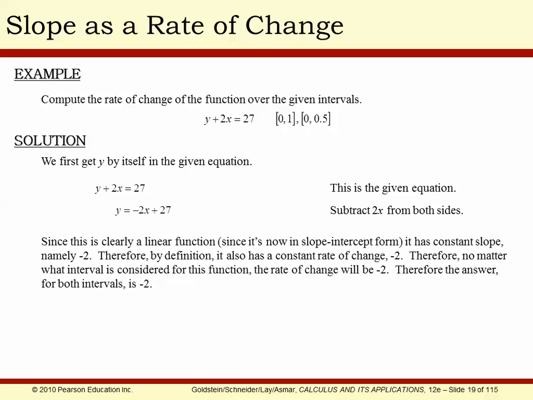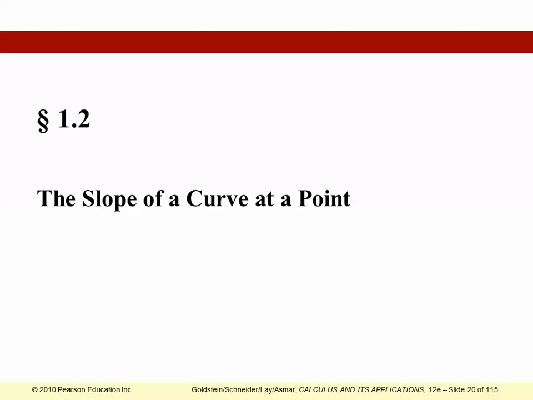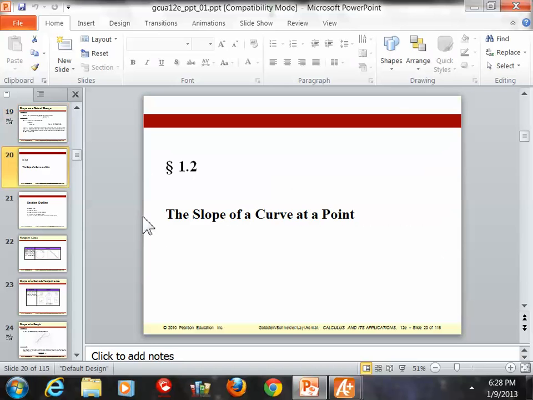So they did exactly what we did here. Subtract 2 from both sides. We have this equation over here. And the slope of a line is constant. It doesn't change. And on both intervals, the slope is -2. All right. So the slope of a curve at a point. So what we're going to do here.